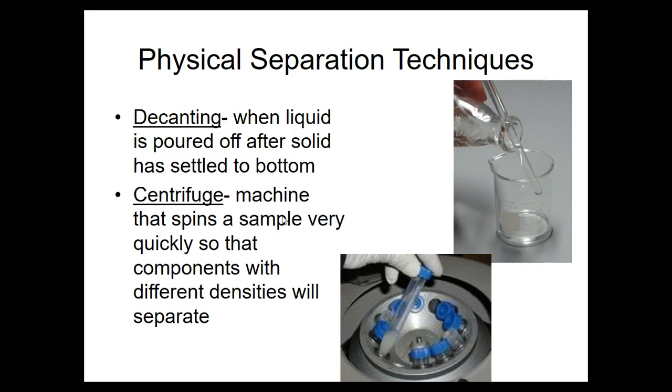Centrifugation, or a centrifuge, is just a machine that spins samples very, very quickly. The materials of different densities in your sample will then separate. Sometimes you see centrifuges being used on a show like CSI, where they do some lab work, and this can be used to separate different parts of a blood sample from each other.